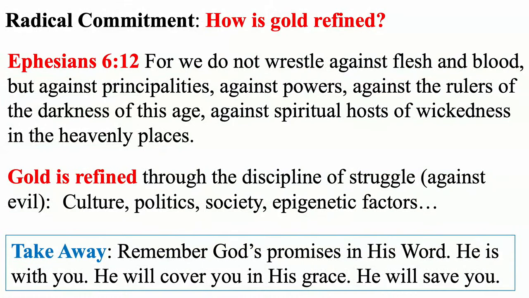I put that gold is refined through the discipline of struggle against, and we're bombarded not just by advertising, but culture, politics, society. I put epigenetic factors. One day after church, or if the pastor likes, we can do those, after hours or prayer meeting.